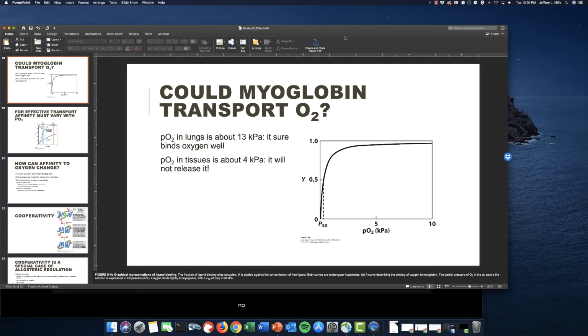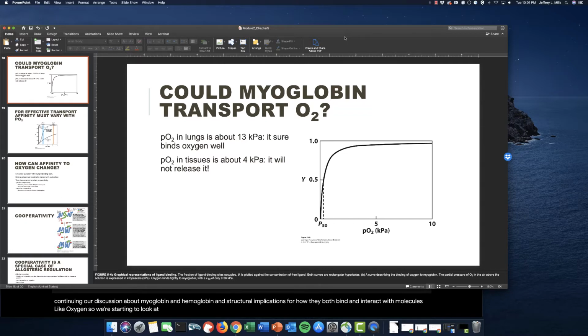So, continuing our discussion about myoglobin and hemoglobin and structural implications for how they both bind and interact with molecules like oxygen. So we're starting to look at myoglobin and seeing what it's capable of. So the question here is, can myoglobin transport oxygen? I'll say that this is a bit of a trick question. Of course it can. It absolutely can carry oxygen from point A to point B.